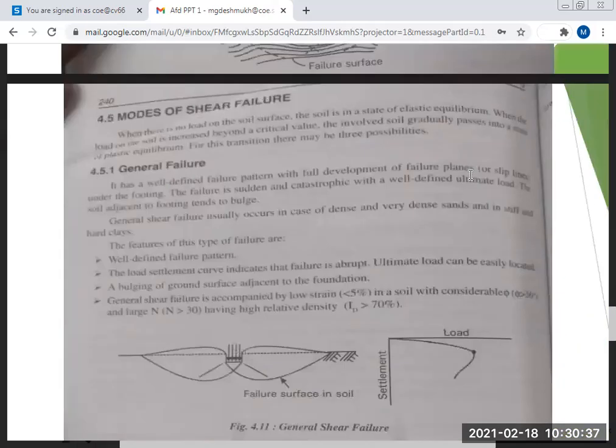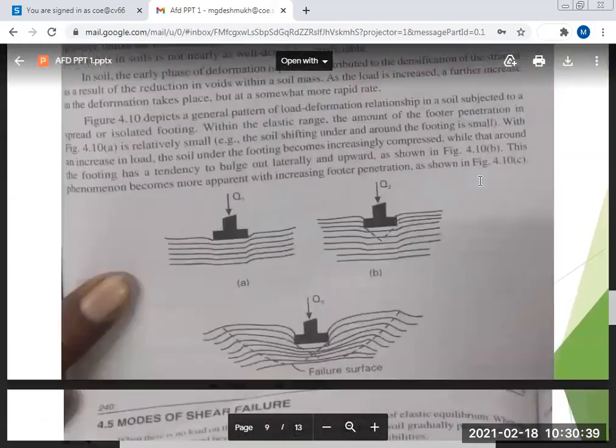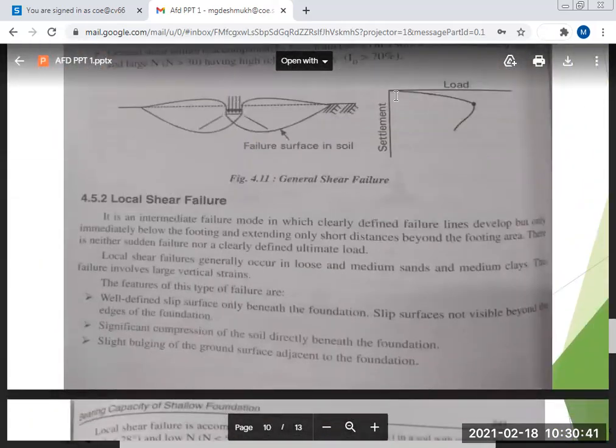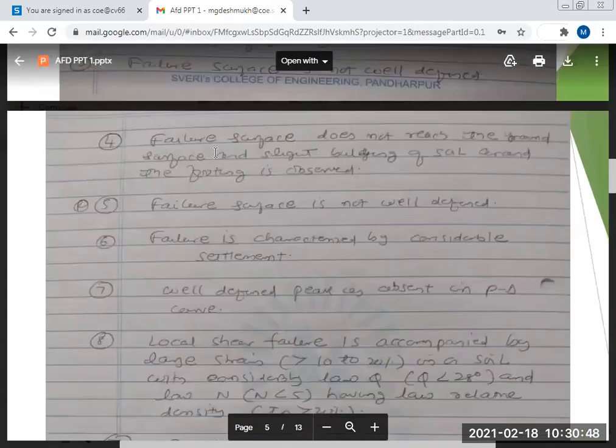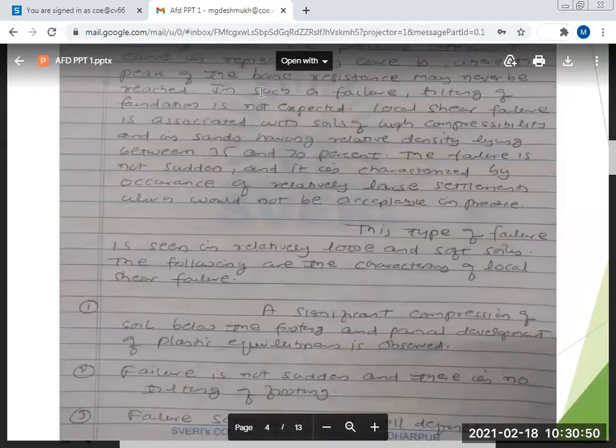So this is one of the major differences. Whenever you draw a load versus settlement curve, you will get a particular point. Got it? So this is about general shear failure. This is about the characteristics of general shear failure.